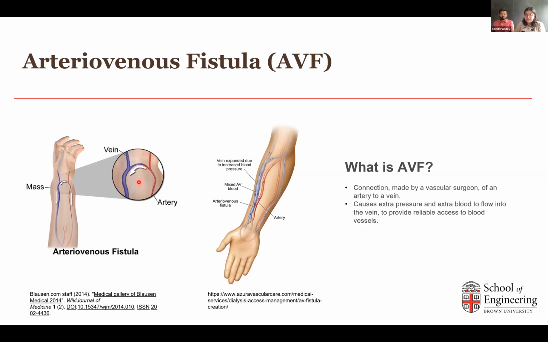The surgeon places an AV fistula in the forearm or the upper arm. It causes extra pressure and extra blood flow into the vein, making it grow larger and stronger. The larger vein provides easy and reliable access to blood vessels. Without this kind of access, regular hemodialysis sessions would not be possible. Untreated veins cannot withstand repeated needle insertions because they would easily collapse. So that is the reason why we need an AVF.